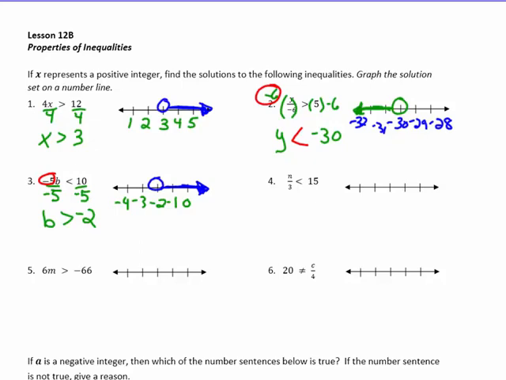Now, you can always check it. So let's say you forgot, I'm going to do a little check. I'm going to put in -1. So I'm going to put in -5 times -1, and I want to make sure that that's less than 10. Just like we did a check before, but you pick a different number, not the one that's colored in. So -5 times -1 is 5, and 5 is truly less than 10.